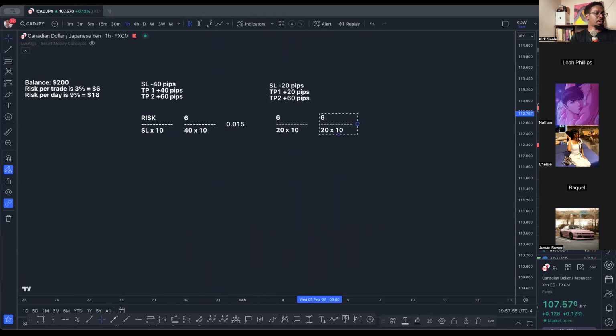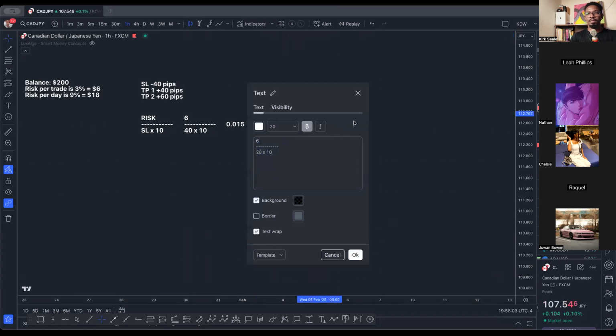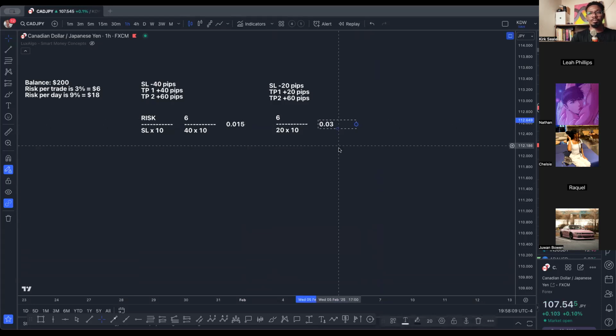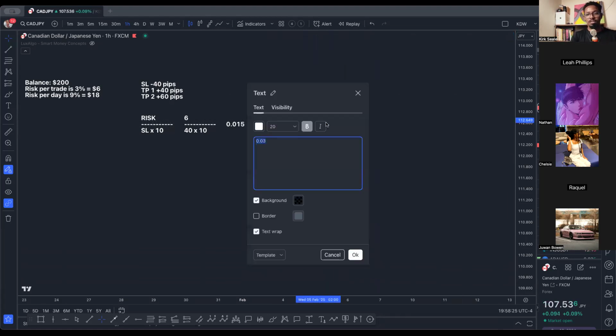All right. And when we do that, 6 divided by 200, that should give us 0.03. Okay. So our lot size is different because our stop loss is a lot smaller. So our take profit one, remember, 0.03 lot size has a value of 30 cents per pip.